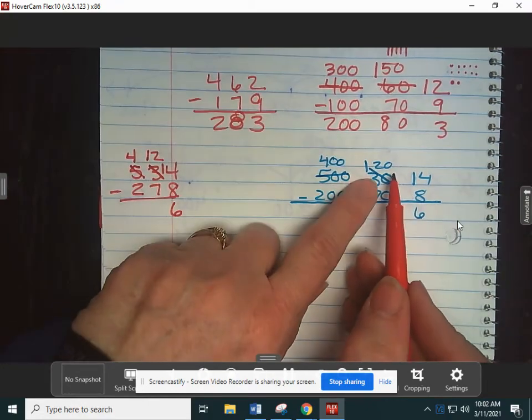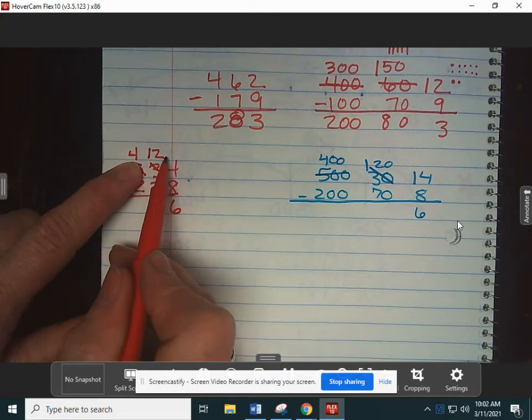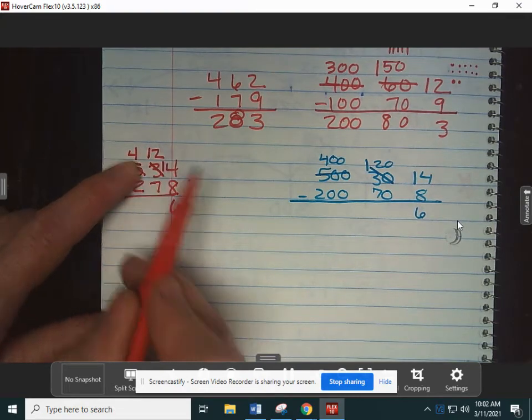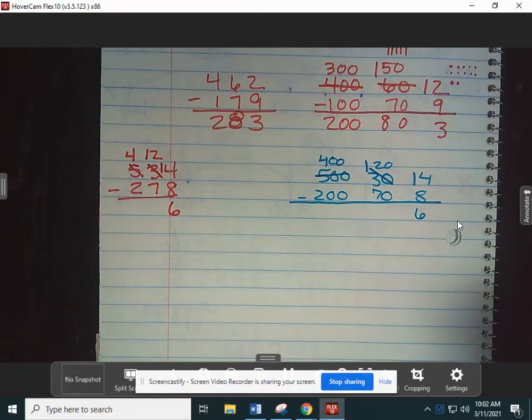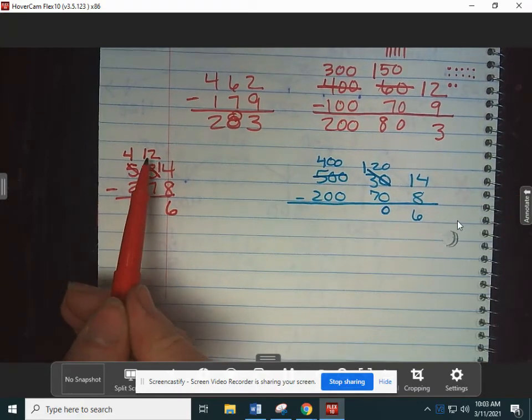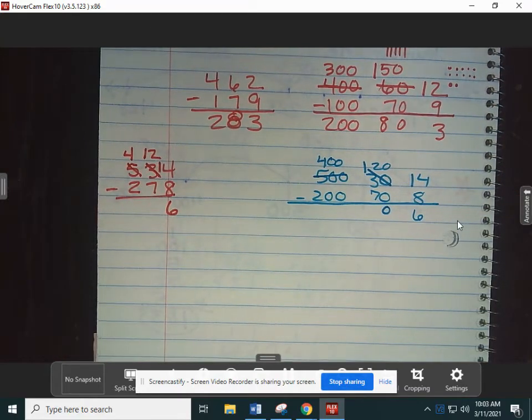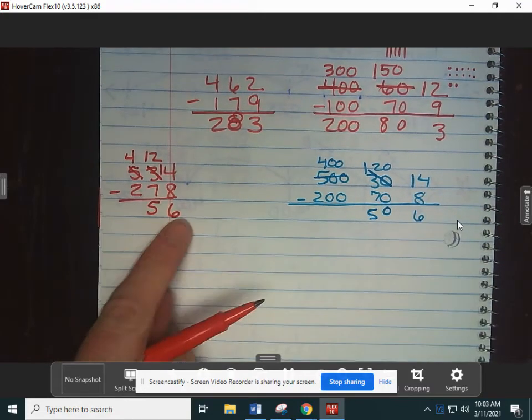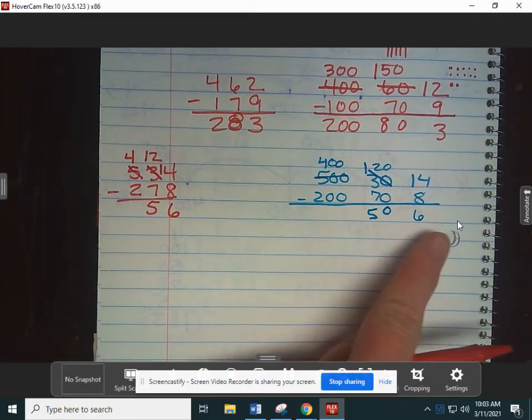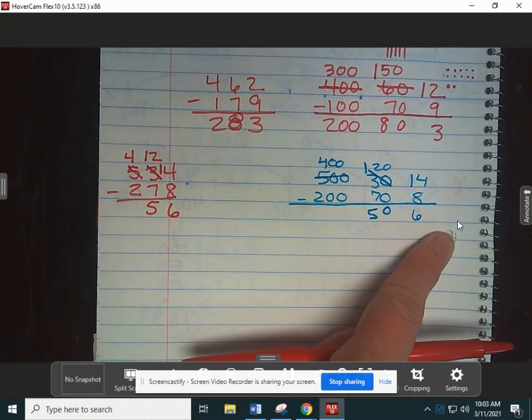Watch how we grab our 100. She has 120. I have 12 10s. They are the same thing. She's going to bring down her 0. And now we both have to do 12 minus 7. What is 12 minus 7? Shout it out. 5. Okay, so I have 56. She has 56. Did you see that?